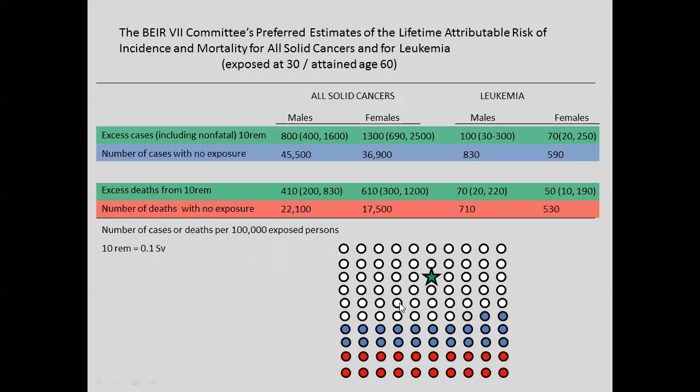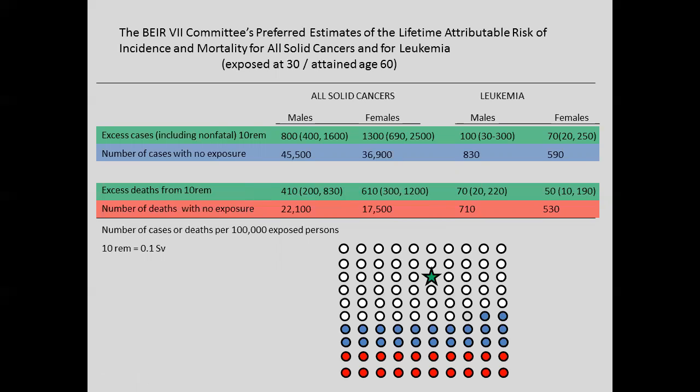So graphically, if this is 100,000 people, all the colored dots are the people who would get a cancer. The red ones are the ones who would die from a cancer. And if you got 10 rem of radiation, full body, so it's effective dose, that star would be your excess cancers in 100,000 people. So the chances are very small, okay?